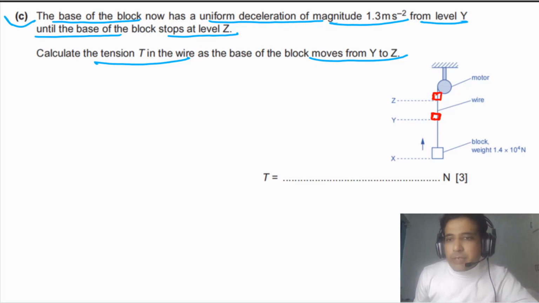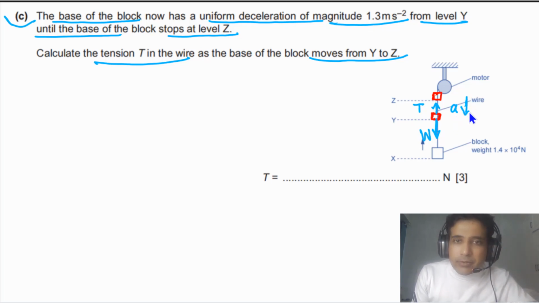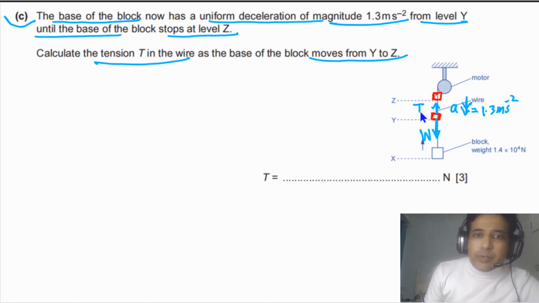Now we need to understand when the block is moving from Y to Z. In this case, the force acting on the block upwards is equal to tension, and the force acting on the block downwards is equal to weight, and this block is decelerating. So it simply means that acceleration is in the opposite direction of velocity. So we can say acceleration is downwards, and the value of acceleration is given, that is equal to 1.3 meters per second squared. And for this question we need to find the value of T.